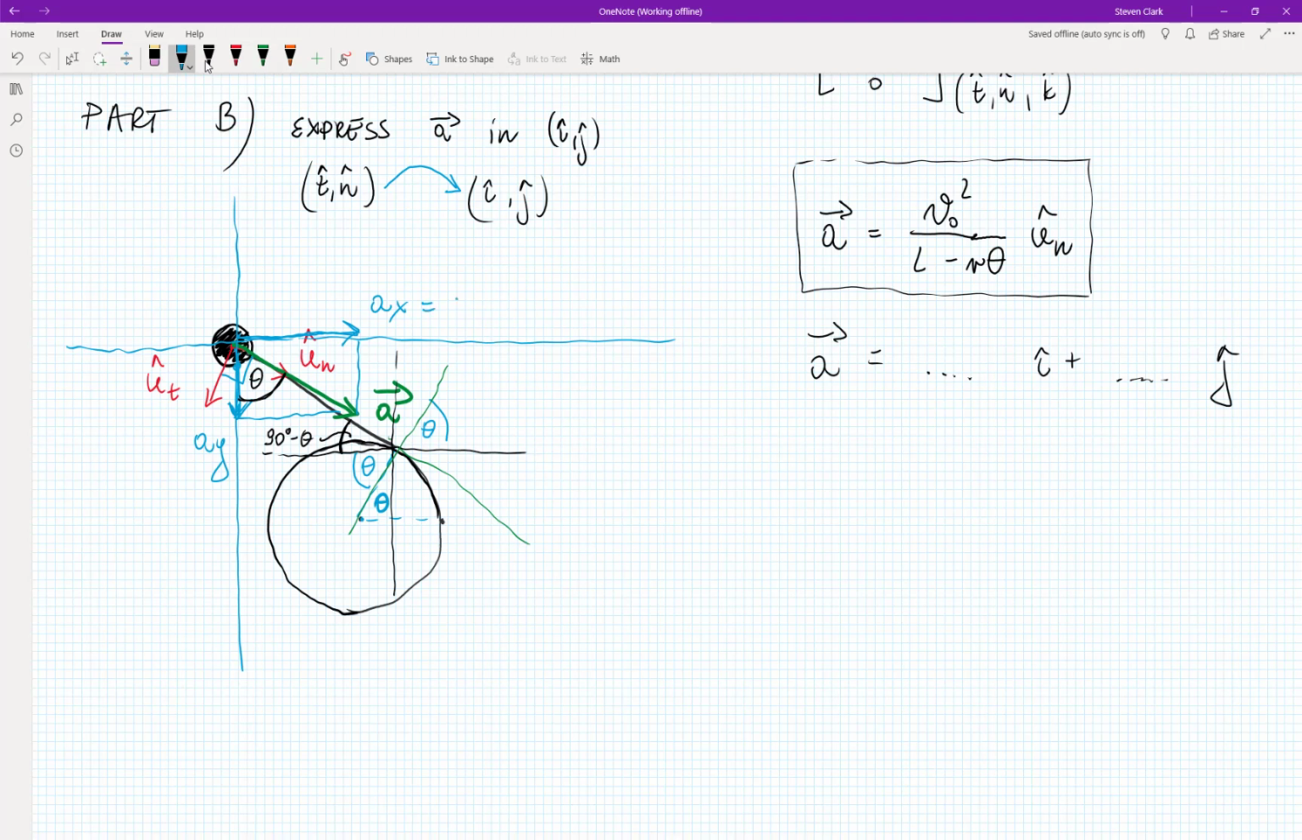AX is a sine or cosine? Yeah, it's sine. Sine theta, and AY has no other choice. AY will be a cosine theta. Okay, so the problem is done. So our A has such components: A sine theta, minus A cosine theta. Thank you, guys.